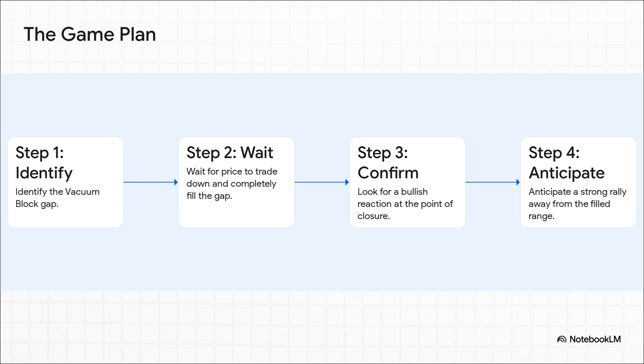So here's the game plan, step by step. First, you spot the vacuum block. Easy enough. Step 2, this is the hardest part. You have to be patient. You wait for price to trade all the way back down and completely fill that gap. Third, you watch for a bullish reaction right at that level to confirm that it's holding. And finally, you anticipate a strong rally away from that now balanced price range.